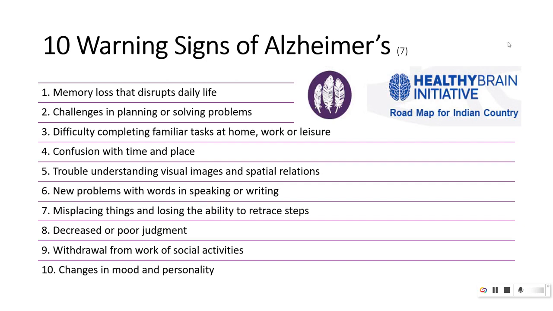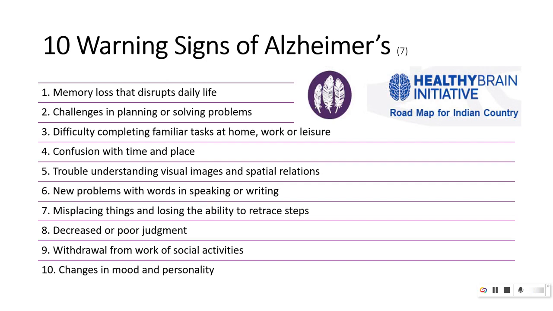Number 5, trouble understanding visual images and spatial relations. We might see more difficulty with balancing, judging distances, and tripping, spilling, or dropping things more often than they used to. Number 6, new problems with words in speaking or writing. This can be having trouble following or joining a conversation, or having difficulty finding the right word or identifying items, not being able to realize that this is a pen or a pencil or a marker or a crayon or something like that.